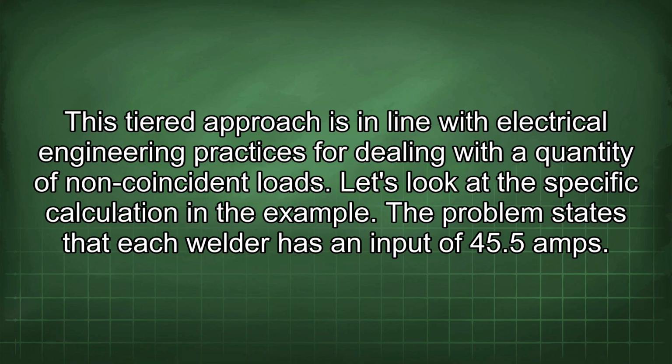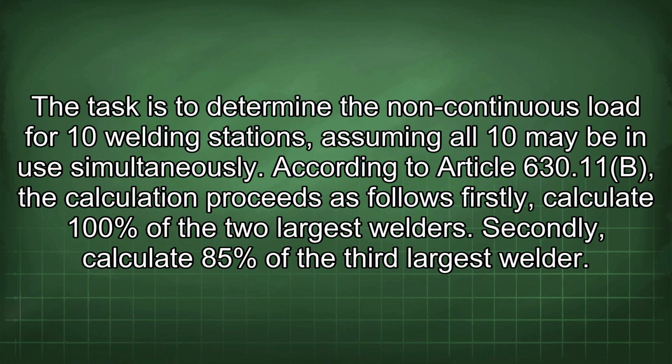Let's look at the specific calculation in the example. The problem states that each welder has an input of 45.5 amps. The task is to determine the non-continuous load for 10 welding stations, assuming all 10 may be in use simultaneously. According to Article 630.11(B), the calculation proceeds as follows.